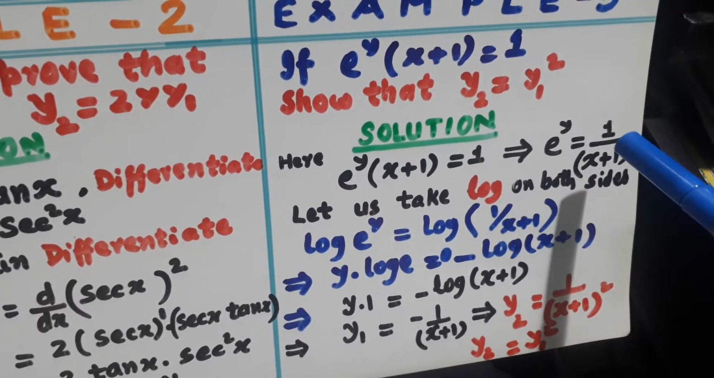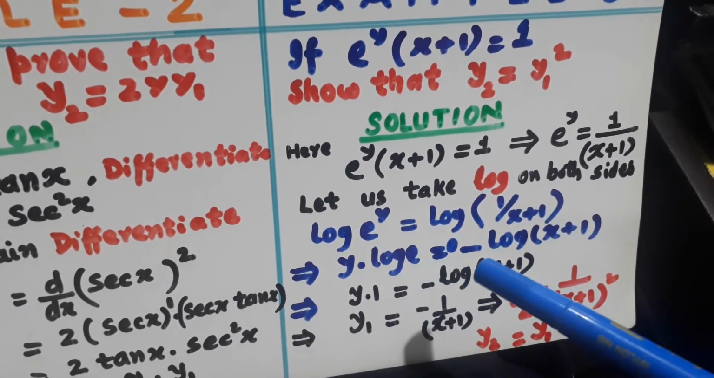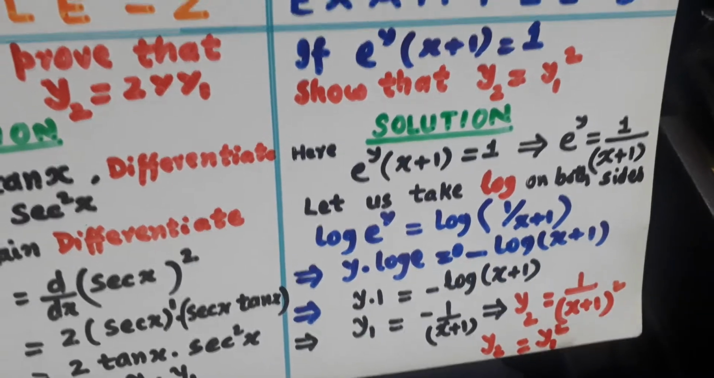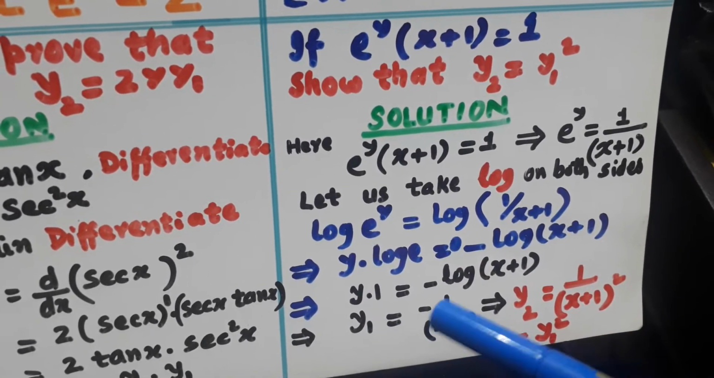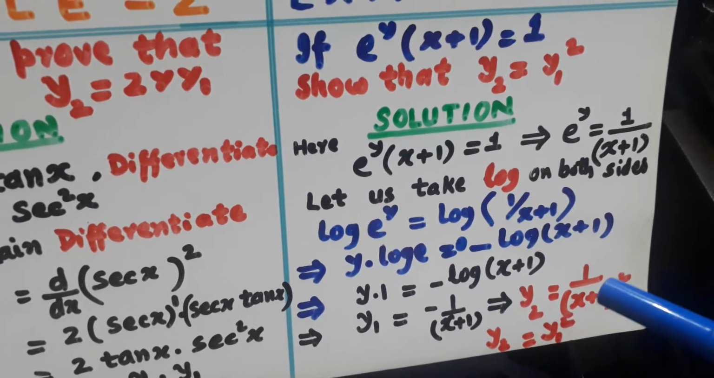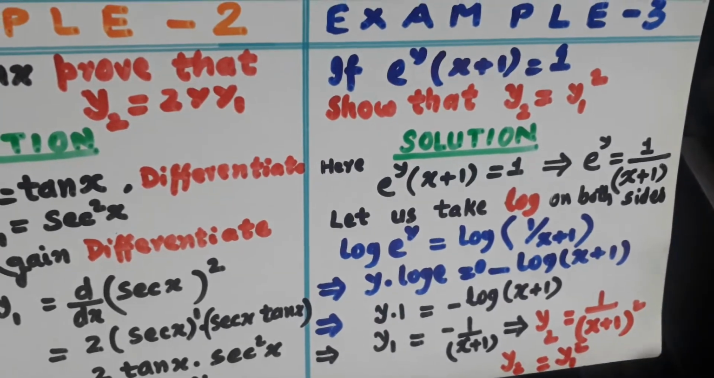1 over x plus 1 is your y1. y1 is your this. So it will become y2 is equal to, y1 is your 1 over x plus 1. Put it here, it is y1 square. So y2 is equal to y1 square.